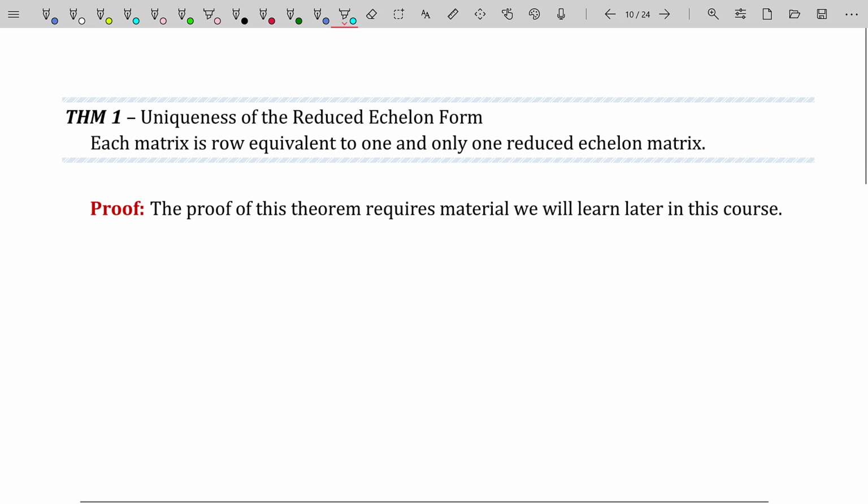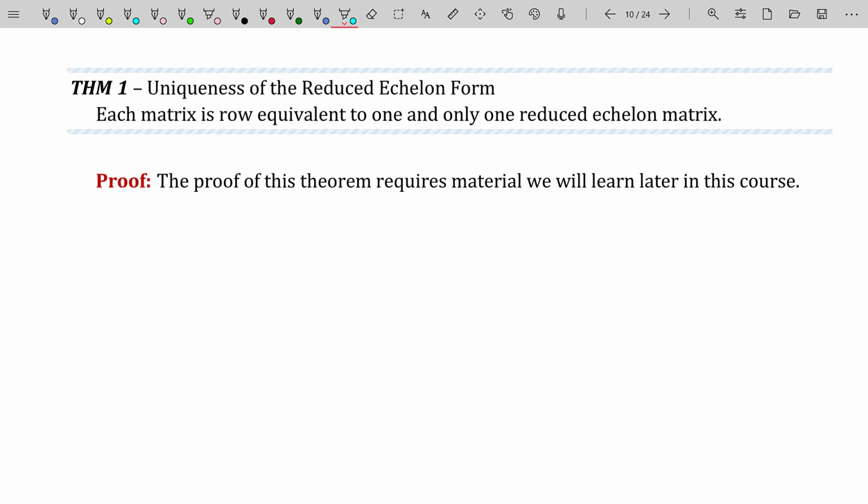So this is an important theorem. It gets used in proofs, so it's that important. Each matrix is row equivalent to one and only one reduced echelon matrix. So this is significantly different than the echelon matrix. Remember, a non-zero matrix has an infinite number of echelon forms. In other words, you can row reduce it to an infinite number of echelon forms. However, there's only one unique reduced row echelon form of a matrix.